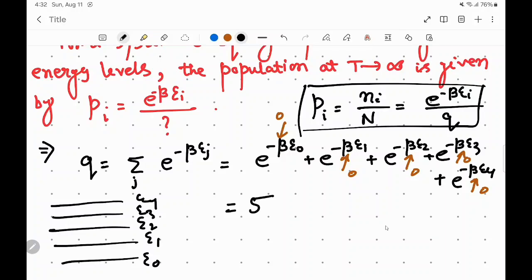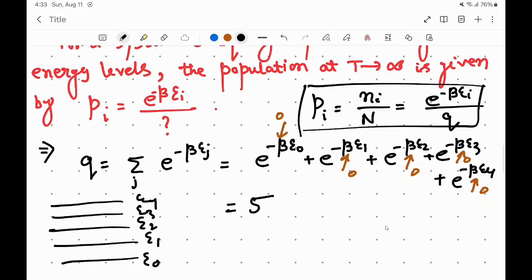Let's say if t tends to 0, then how you can write it? What will be the answer when t tends to 0? Instead of t tends to infinity, if it is t tends to 0, q is 1 then, because only the first term will survive. When t tends to 0, beta tends to infinite. So if beta tends to infinite, every term will be 0. Why will this survive? Because epsilon 0 is 0. Again, you have to consider the ground state energy is 0. Otherwise, not. If you consider the ground state energy is 0, then only q will be 1.